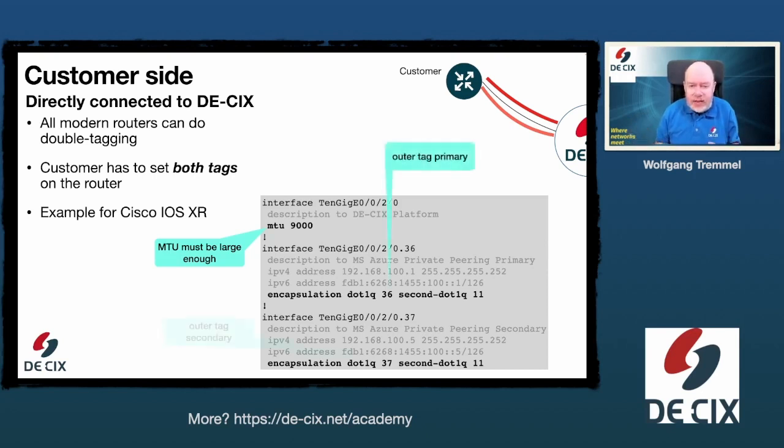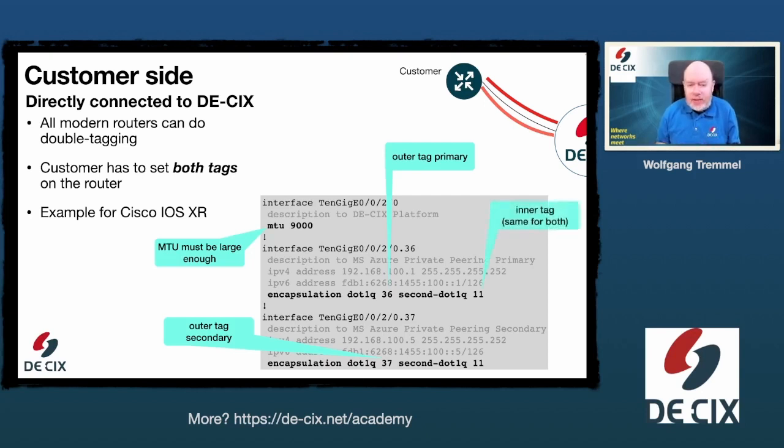The outer tag, this is the tag for the primary and the secondary connection, must be first, and that can be two different tags. Remember, DKIX translates these tags on the way to Microsoft. So this customer has only one physical connection to DKIX, and they're using two different outer tags, one for the primary and one for the secondary connection.